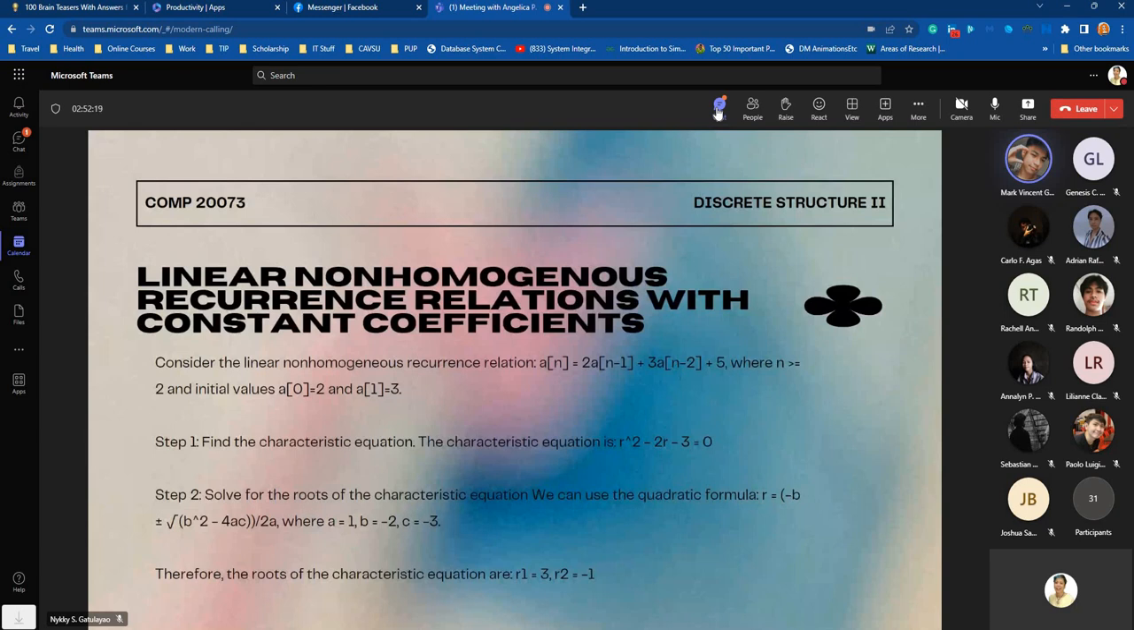Step 2. Solve for the roots of the characteristic equation. We can use the quadratic formula. r equals negative b plus or minus the square root of b squared minus 4ac, all over 2a, where a equals 1, b equals negative 2, and c equals negative 3. Therefore, the roots of the characteristic equation are r1 equals 3 and r2 equals negative 1.